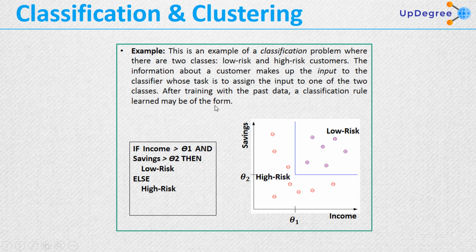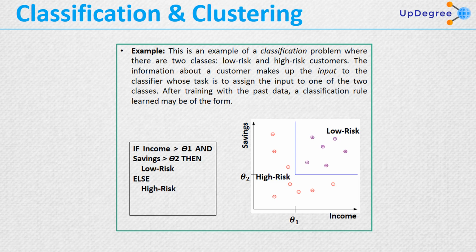After training with the past data, the classification rule learned may be of the following form. Here we have plotted income along the x-axis and savings along the y-axis. When the income is more than theta 1 and the savings is more than theta 2, that means in this particular zone, we can consider this as the low risk zone, and the rest of this plot can be considered as the high risk zone. So if income is greater than theta 1 and savings is greater than theta 2, then low risk, else high risk. This is a good example of classification and clustering.